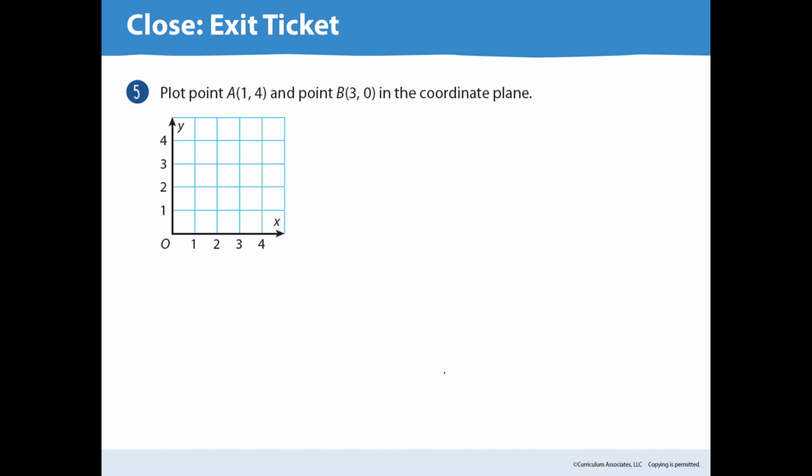Number 5. Plot point A at 1, 4 and point B at 3, 0 in the coordinate plane. So press pause and plot those points on your plane in your book, and then press play again. So point A is at 1, 4. So the first one is the x, the second one is the y. We go over 1, up 4. So right there is point A. And point B is at 3, 0, so that's over 3 and up 0. So point B is located down here.